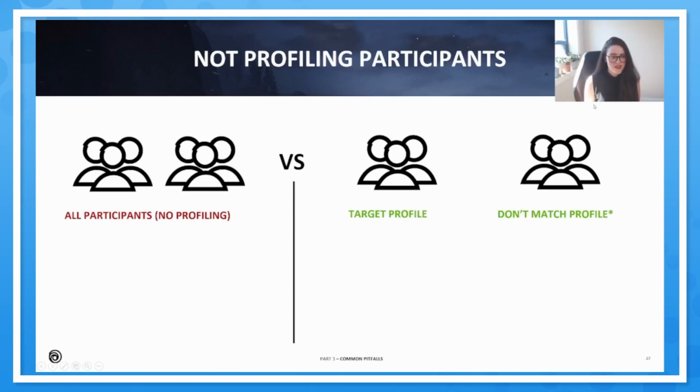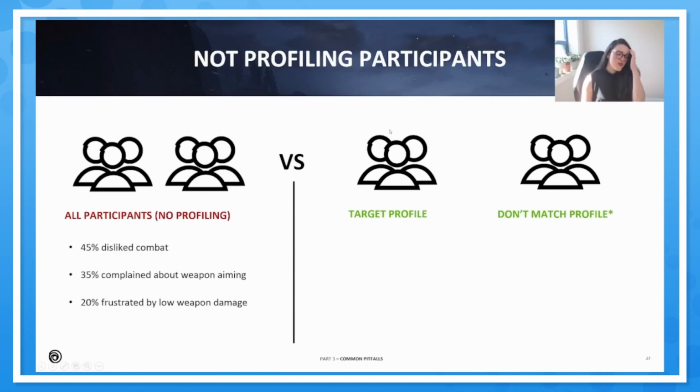So here's a quick example to show you how different your data can look if you do or do not profile your participants. In the first example, we have done no profiling at all. And we can see after the playtest that an alarming 45% of players disliked the combat. And the number one complaint about combat was the weapon aiming. But there was also an issue with some being frustrated that weapons had low damage.